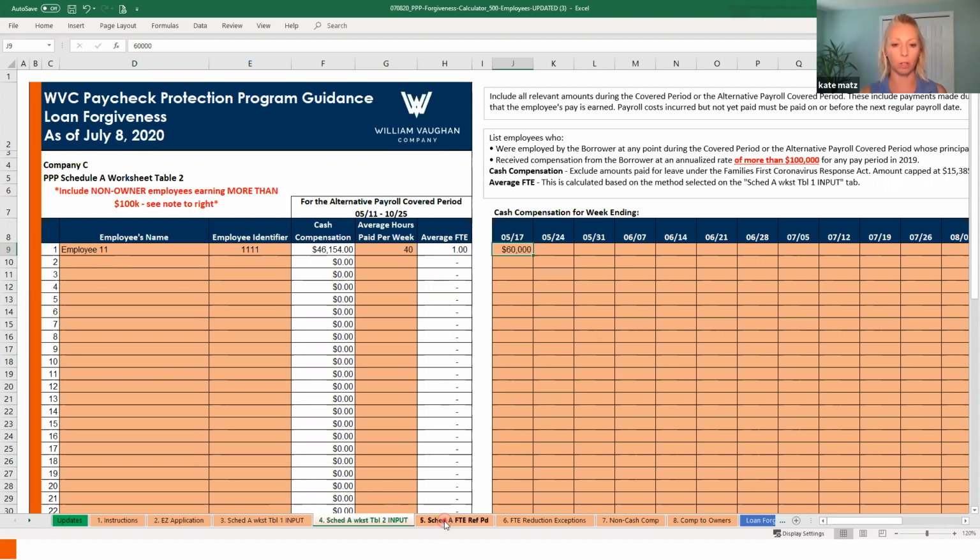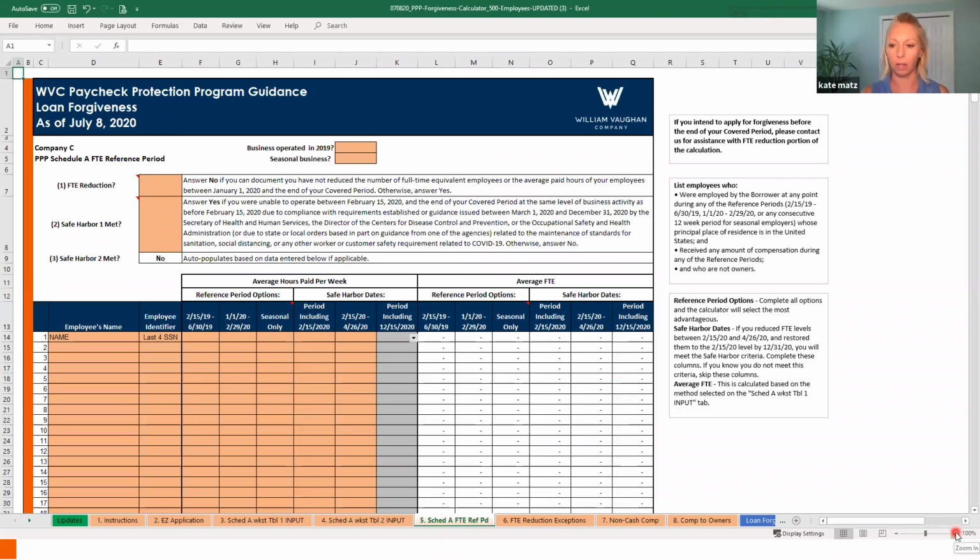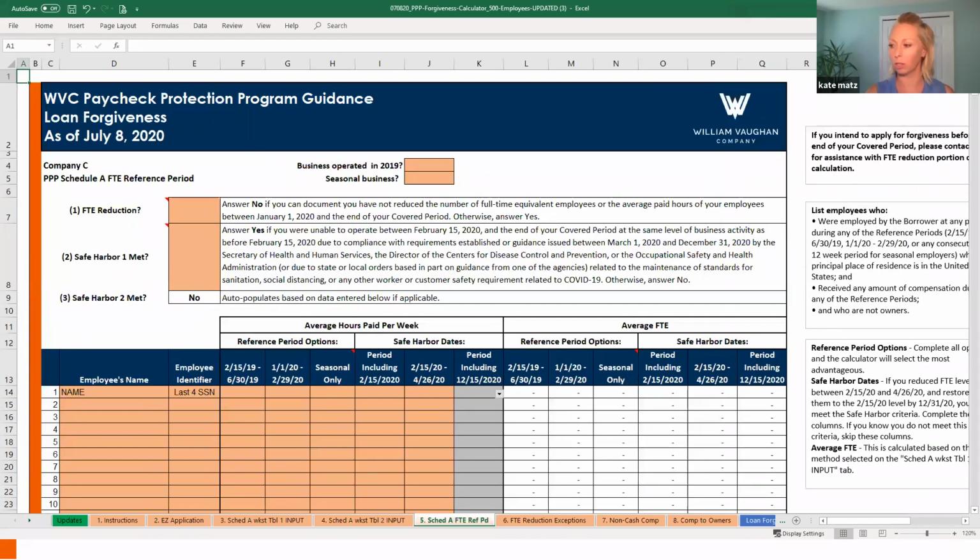So we can move on now to tab number 5, and here we'll get into some additional details on FTEs. First question is, did your business operate in 2019? If the answer is no, you're going to have some areas grayed out here that deal with 2019 periods that you won't need to fill in. Company C was, we'll say yes. Were you a seasonal business? If yes, it's going to stay as it is. Our company is not, so we've got these seasonal columns that are going to gray out. We don't need to put anything in there.